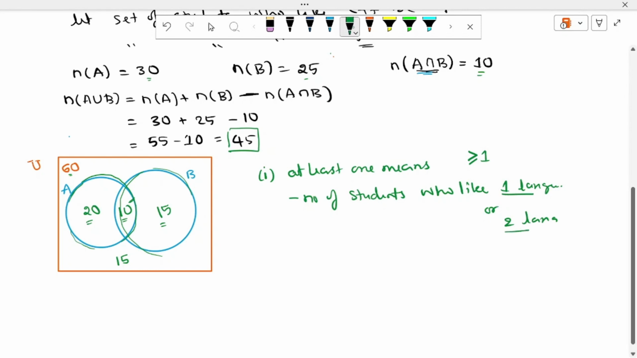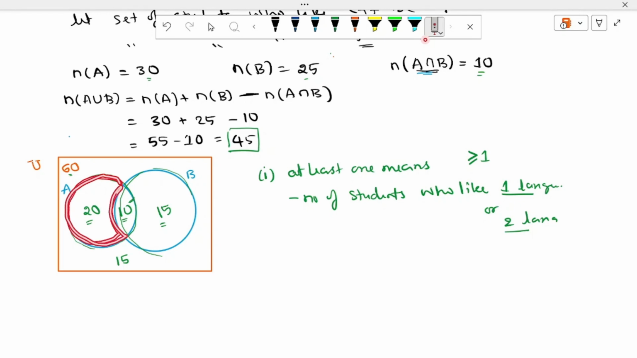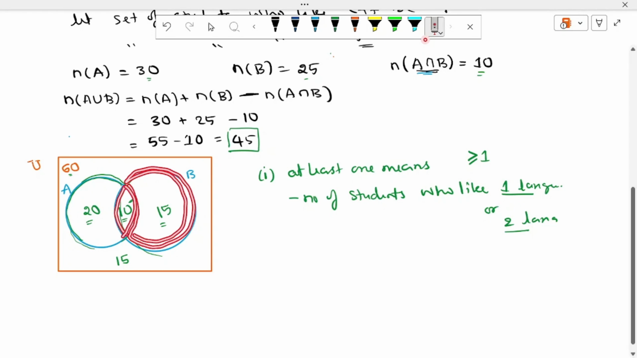Now let's calculate from the Venn diagram. If you see these students, they are students who like C++, these are students who like Java, right? If you see this area, these students are going to like only C++, and these students are going to like only Java. And if you see these, they are going to like both.